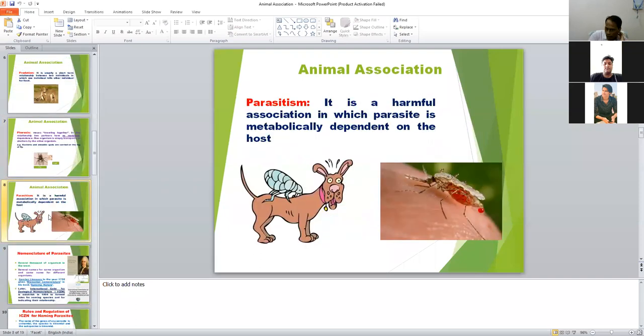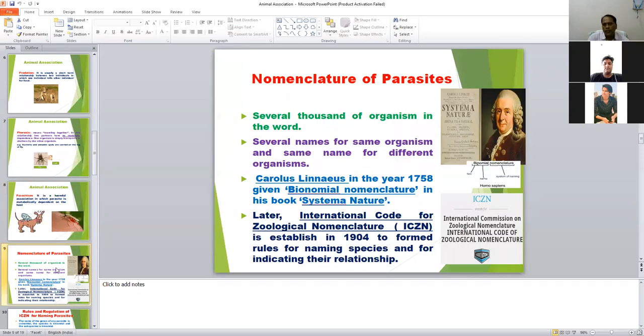Then last is parasitism. Big details are in veterinary parasitology. It is a harmful association. Mostly, parasitism is a harmful association in which the parasite is metabolically dependent on the host, like the mosquito and fly getting nutrition from the host during blood sucking, and the flea getting nutrition from dogs and other pet animals during blood sucking. This is all about animal association.